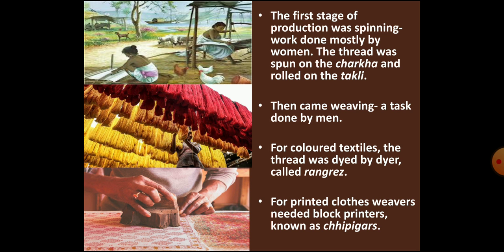Various stages of cloth production were, the first stage was spinning, done mostly by women. Charkha and Takli were the spinning instruments, and the thread was spun on the charkha and rolled on Takli. Second stage was the cloth weaving, done mostly by men. The other persons engaged in the weaving task were rangrez, that is the dyer who used to dye thread for the colored textiles, and block printers called chhipigars who were needed by weavers for printed cloth. This handloom weaving was a source of livelihood for millions of Indians.